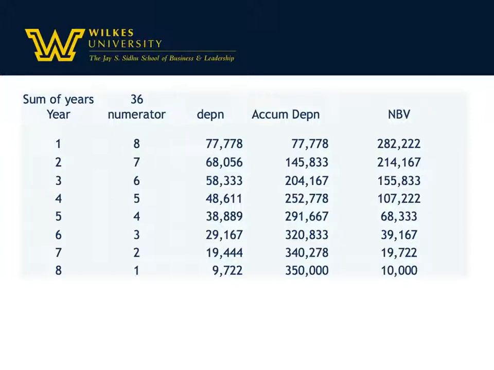And what they did was take your numerator, which is how many years are left of your depreciation as of the first day of the year. So basically, if it's 8 years, we start with 8, 7, 6, 5, 4, 3, 2, 1, and we go in that order. And then your denominator is the sum of the years. And this can be kind of tedious.